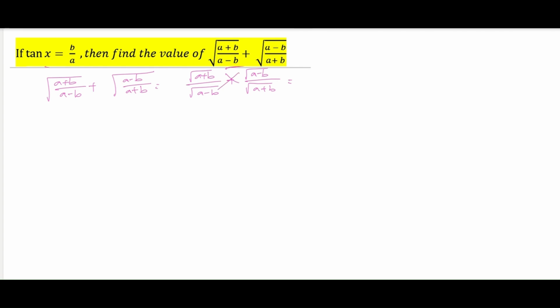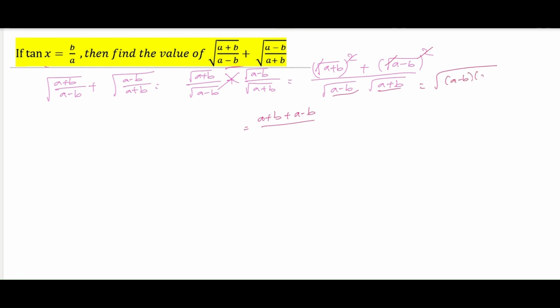We have to do the butterfly method here. So this becomes root a plus b into root a plus b, that can be written as root a plus b whole square. Again, root a minus b into root a minus b can be written as root a minus b whole square. In the denominator, we have root a minus b into root a plus b. Now this root and square will get cancelled out. Similarly, the root and square will get cancelled out. In numerator, we have a plus b plus a minus b. Denominator, we can write root of a minus b into a plus b.